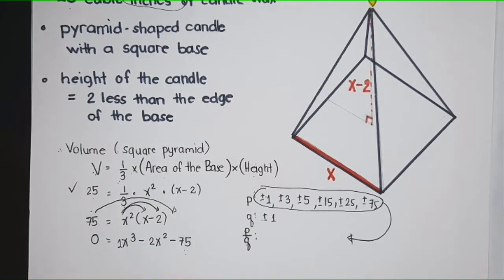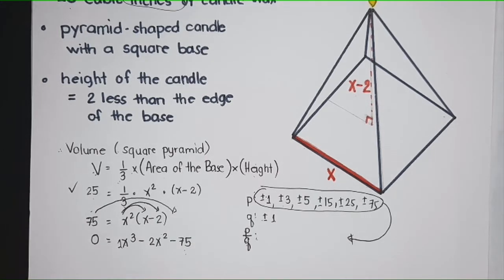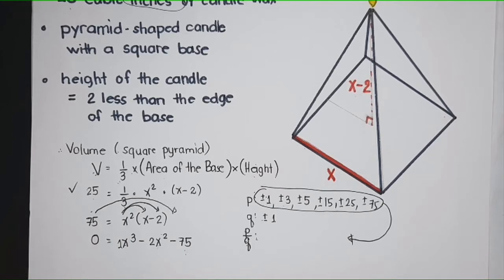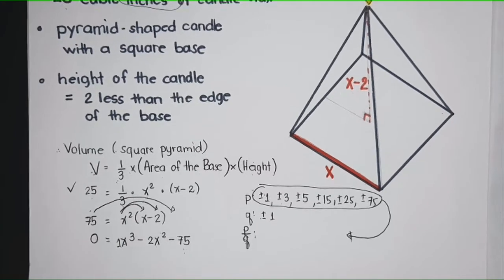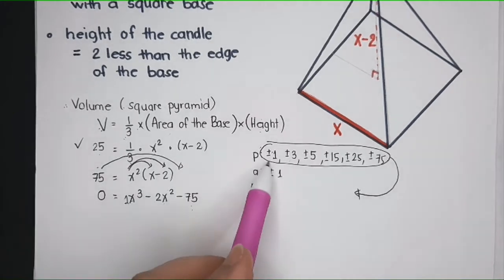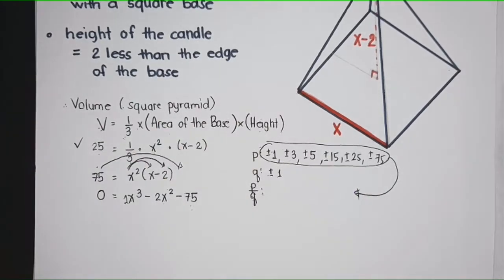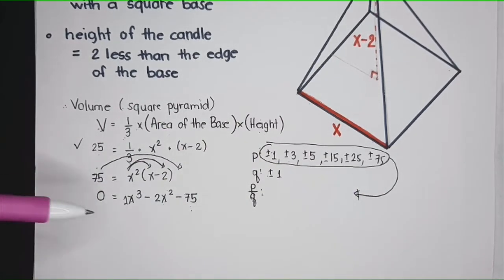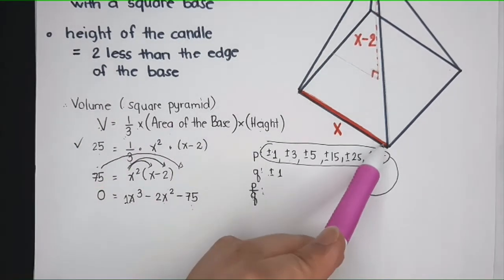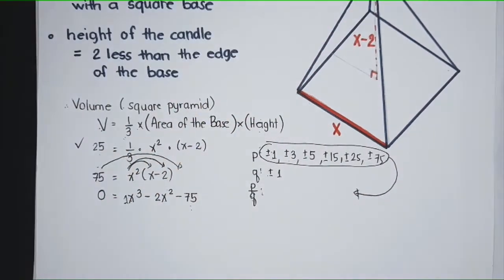Now, syempre, iisa-isahin nyo, hahanapin ninyo kung alin yung magsasatisfy sa equation using the synthetic division. Para mas mapaiksi yung solution ninyo, you may want to ignore all the negative numbers here. Why? Kasi, ang sinosolve nyo kasing value ng x dito ay length, at saka yung height. So, wala namang negative na height.